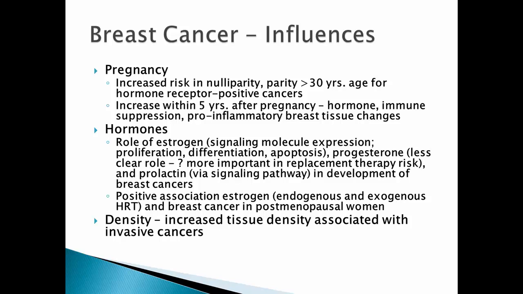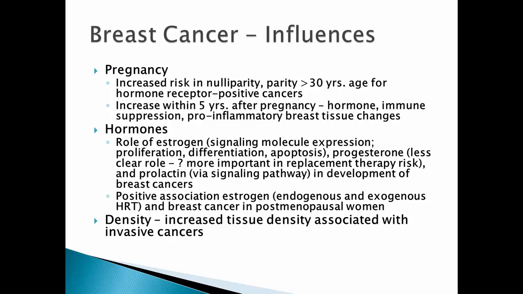We talked about ovarian cancer. Ovarian cancer is a leading cause of reproductive system cancer. Okay, so what are some of the influences in the pathology of breast cancer? Pregnancy, hormones, and density. So let's take a look at those three first.